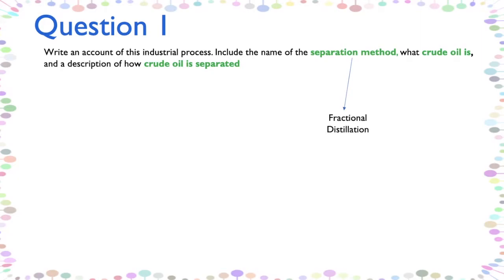So the separation method is fractional distillation. The crude oil is basically hydrocarbons, and then how crude oil is separated. So there are a few little key points: vaporization, gas goes up the column, and the boiling points. These are little key words that you should include in your answer.